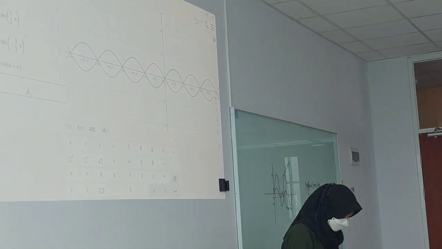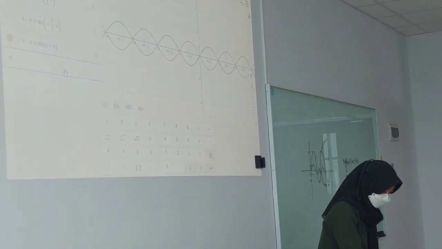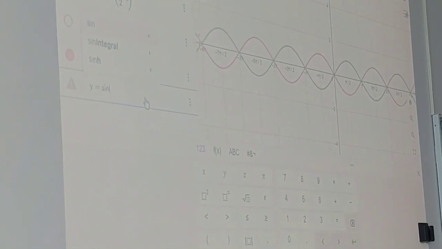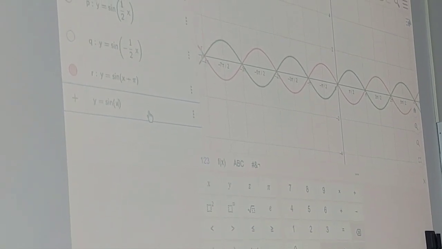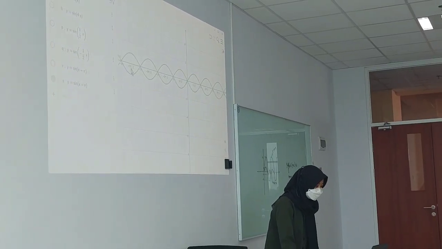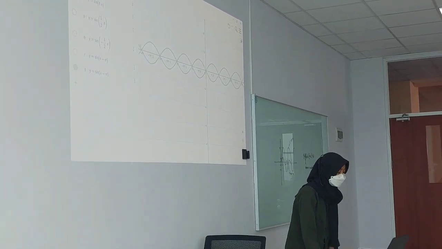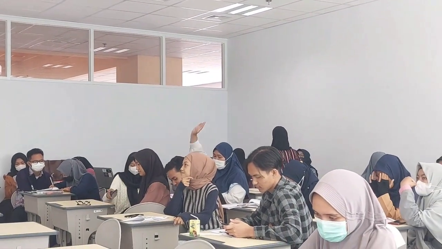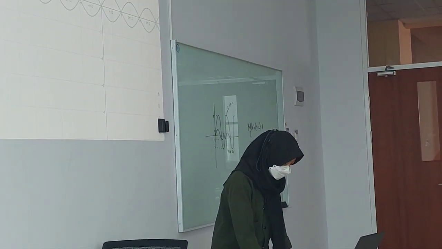And then, suppose I have a graph y equals sin x minus c. In the picture, I have the graph y equals sin x and y equals sin x minus c. What changes happen? Yes. The graph shifts to the right by an absolute distance of c units. Okay, good.